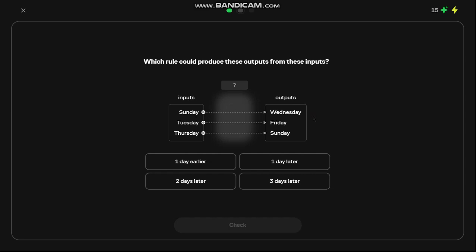Sunday to Wednesday. So Sunday goes to Monday and then Tuesday and then Wednesday. So that's like 3 days later. Let's try Tuesday. Tuesday goes to Wednesday, Thursday, and then Friday. Also 3 days. Thursday to Sunday is also 3 days, because Thursday to Friday means 1, Saturday means 2, and Sunday means 3. So it's 3 days later.